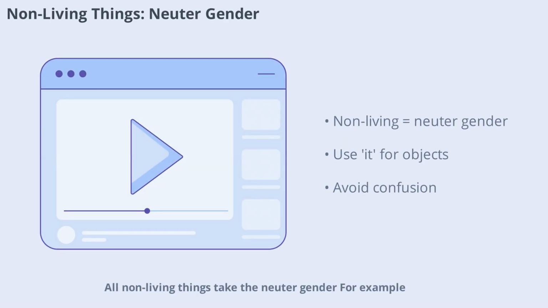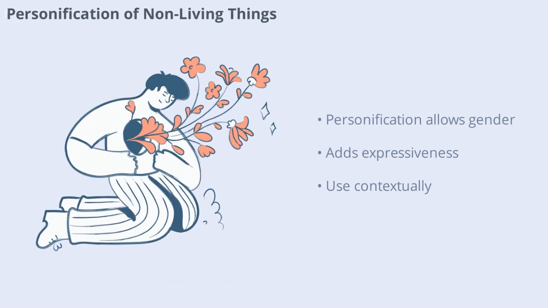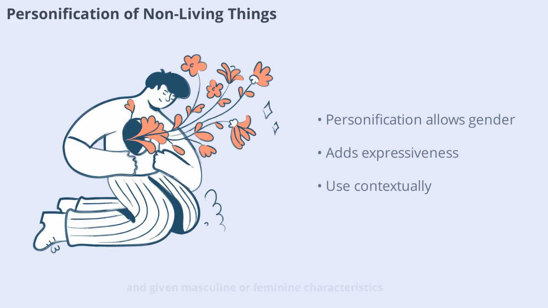All non-living things take the neuter gender. For example, the doll is very dear to her, she takes it wherever she goes. Use it for objects unless they are personified, which we'll discuss in the next scene. If a non-living thing is personified and given masculine or feminine characteristics, use the appropriate gender pronoun. For example, the villagers pray to the river as a goddess as she provides them with food. This adds expressiveness and emotion to your writing.